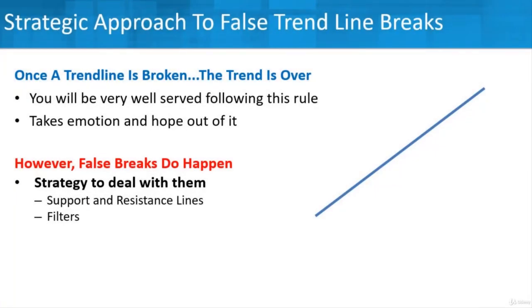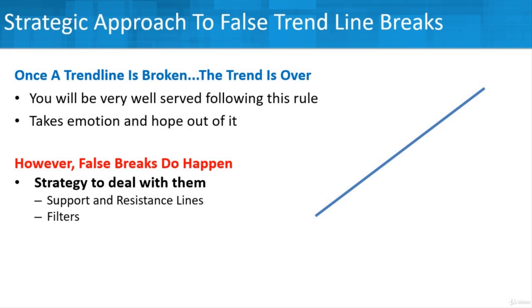And once again, hard and fast rule: once the trend line is broken, no matter how it's broken, the trend is over. That is the hard and fast rule. Again, you're well served following that rule. It takes emotion and hope out of it, and takes a lot of extra analysis out of it. So nothing wrong with that, as far as once that trend line is broken, the trend is over.